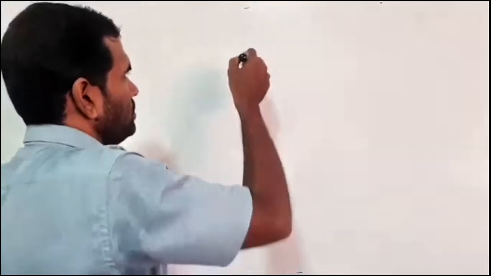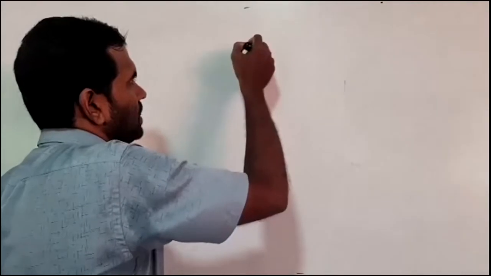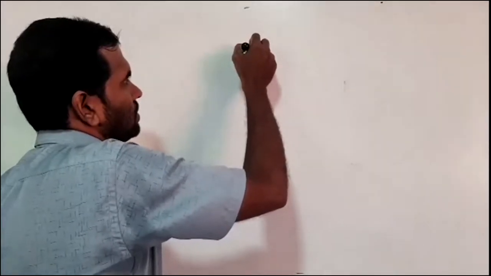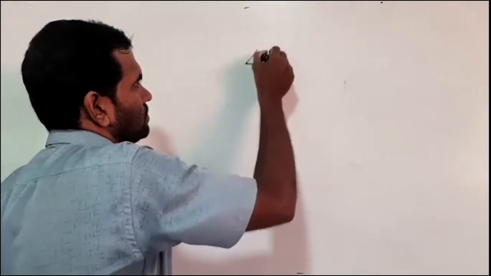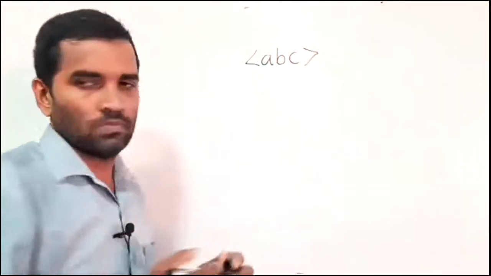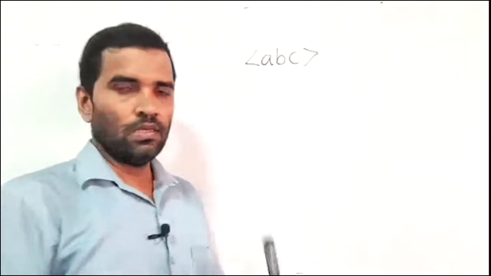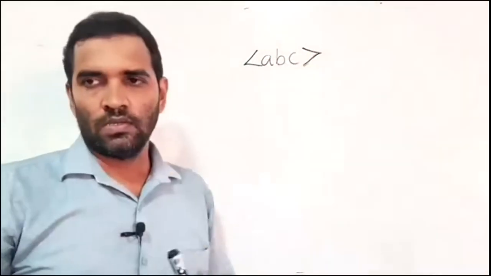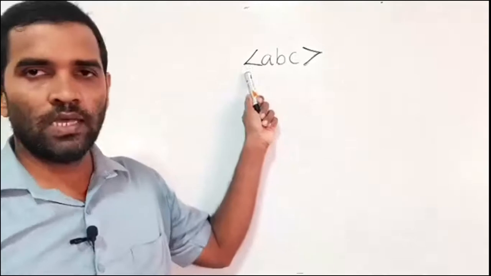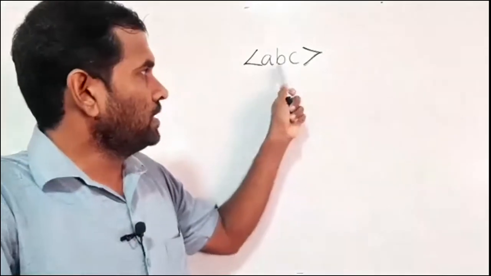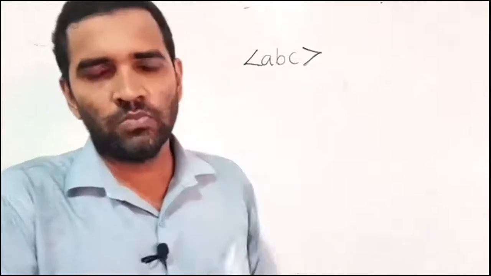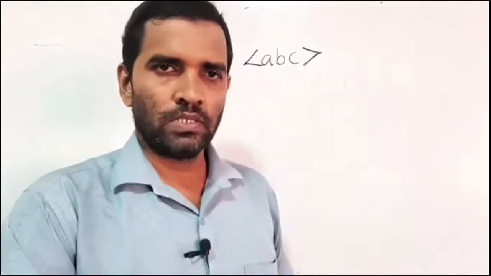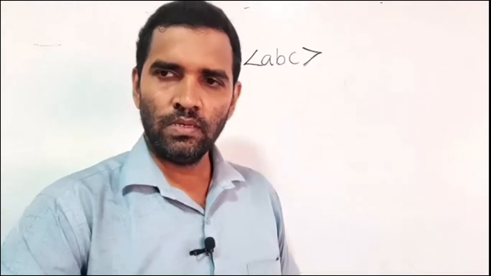Look, let's say I want to display this on the screen on a web page. Let's say I want to display ABC or something. Okay, I want to display this on a web page: less than symbol, ABC, greater than symbol. This must be the content of my web page. Right? Look here.